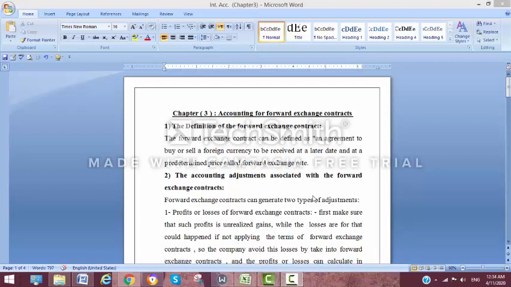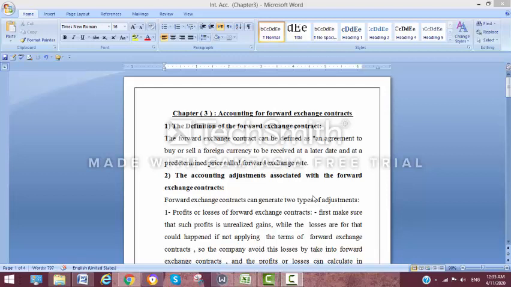Today we are going to take Chapter 3, accounting for forward exchange rate contracts. What is the meaning of a forward exchange rate contract? A forward exchange rate contract can be defined as an agreement to buy or sell a foreign currency to be received at a later date and at a predetermined price.